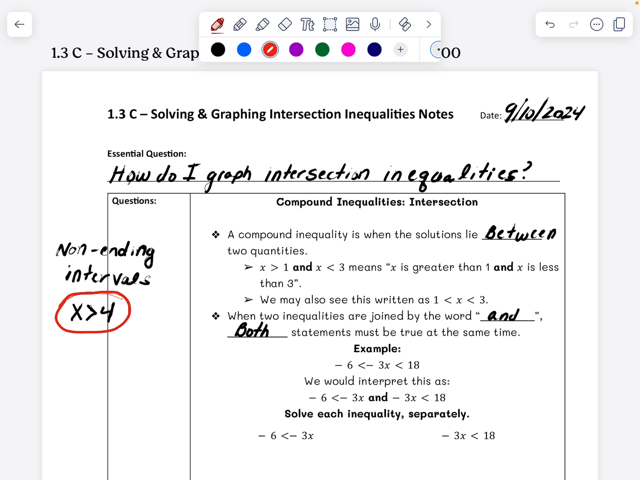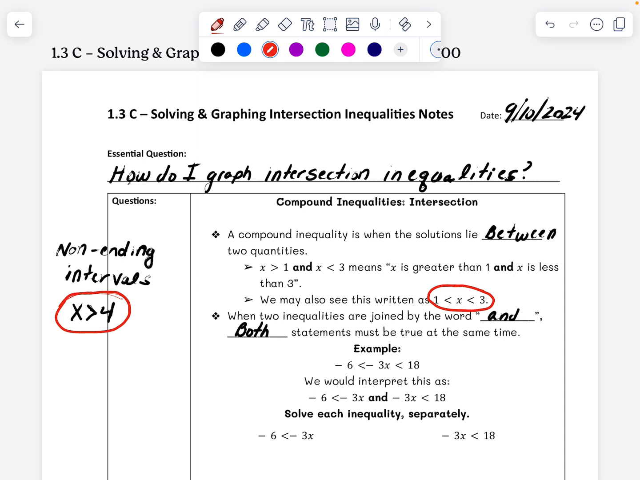However, the first day, 1.3a, we graphed inequalities where we had a beginning and an end, and the solutions lied in between. For example, here where it says x is greater than 1, less than 3, okay? We have a beginning and we have an end, and the solutions are going to lie in between. When two inequalities are joined by the word and, both statements must be true at the same time.